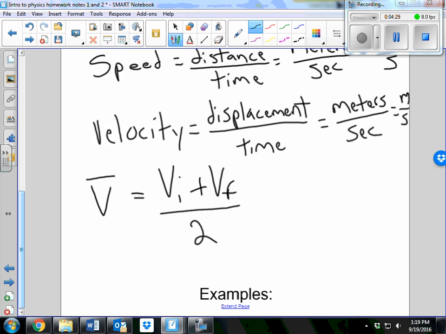And since there are two numbers we are adding, then average speed or average velocity would be our initial velocity plus our final velocity divided by 2. And that's what these symbols mean. VI means my start velocity or my initial velocity. And VF is my final velocity. It's the velocity I finished at.